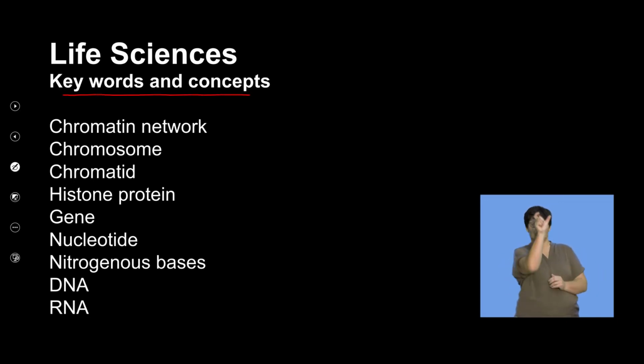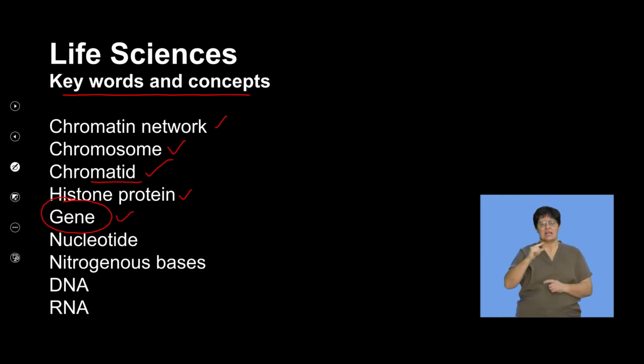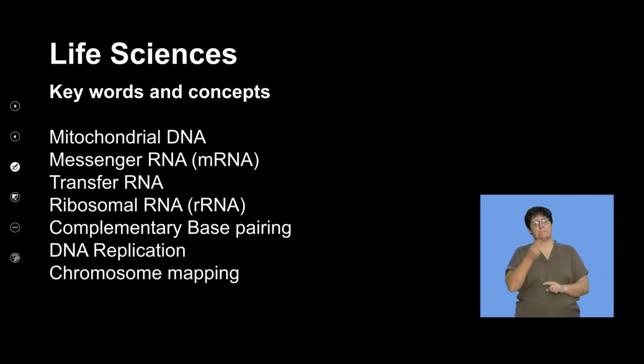As we get into every lesson, it's important that we go through some key words and concepts that we would be discussing. So these are some of the words and terms that we'll discuss in our lesson today. Chromatin network, what are chromosomes, the concept of a chromatid is very important. We're going to look at what histone proteins are. Fundamentally important to understanding DNA is the concept of what a gene is, what makes up DNA in terms of the building blocks being recognized as nucleotides, and what nitrogenous bases are found in these nucleotides. Very important would be the types of nucleic acids as well, which are DNA and RNA.